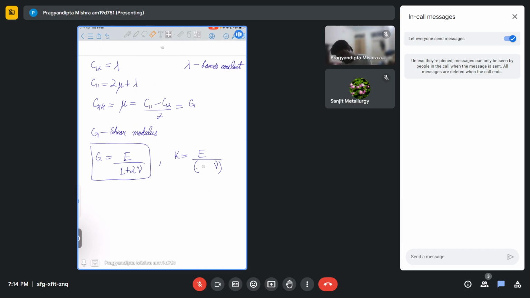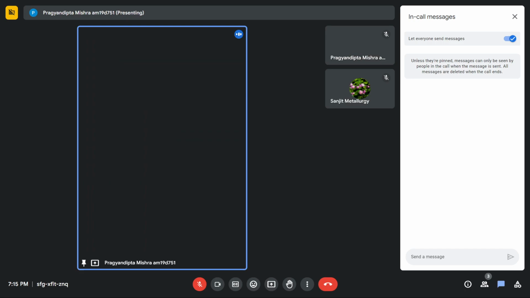Wait, one second. Just a second, let me check my notes. Yeah, so it is 3 times (1 minus 2 nu). So this is your relation between bulk modulus and your elastic modulus.